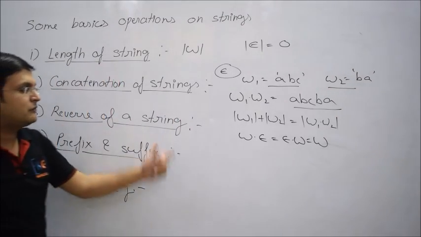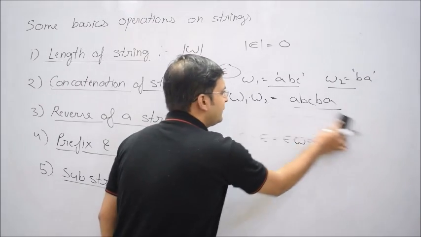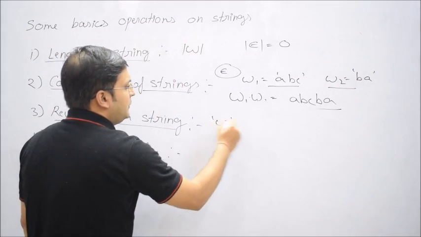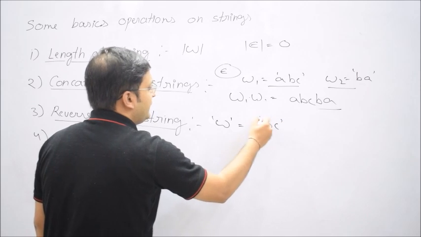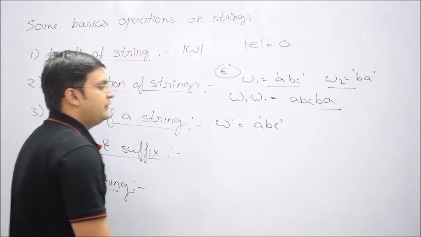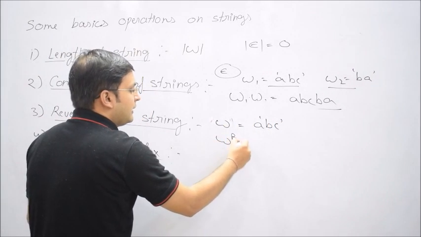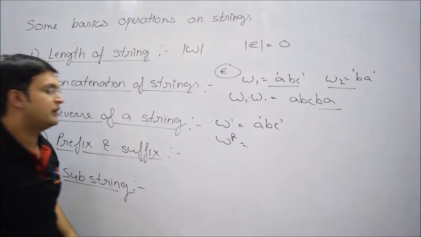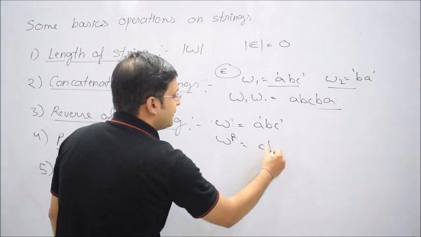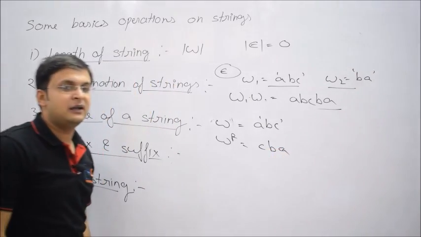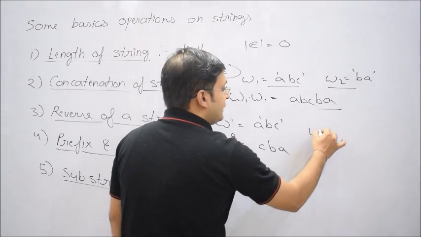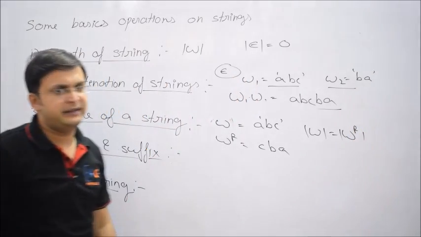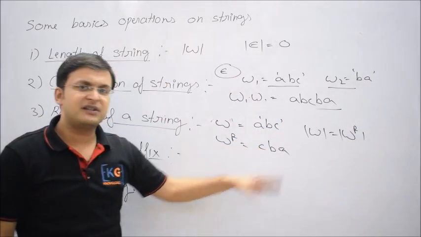Okay, next is what? Reverse of a string. So again, it is also just a symbolic logic. If I write W as ABC, W is a string which is ABC, then what is WR? It is denoted by W superscript R, reverse of a string. You just write the string in reverse order, so that will be what? CBA. So again, can I write length of W is equal to length of WR? Certainly yes. So the length of both the strings will be the same.